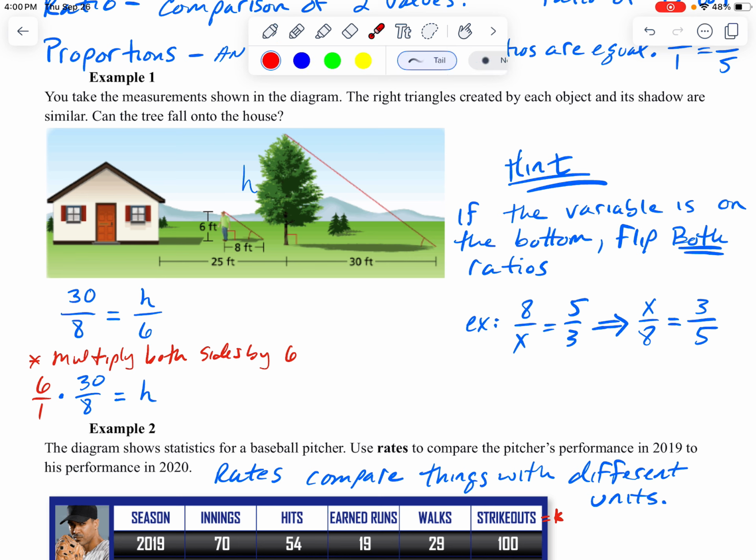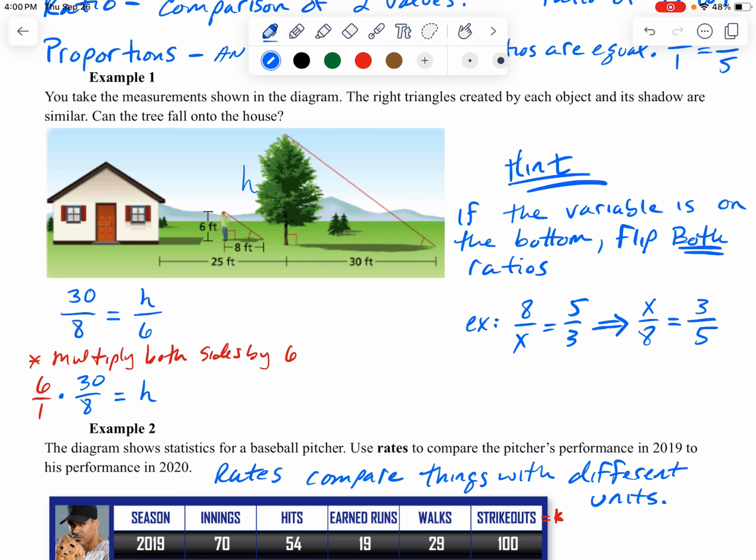I wrote this 6 as 6 over 1 because when I multiply fractions, it's always easier for me to think of both numbers as a fraction. The whole number 6 means that I've got 6 over 1. That means the same thing. The 6 would be on the top if this were a fraction.